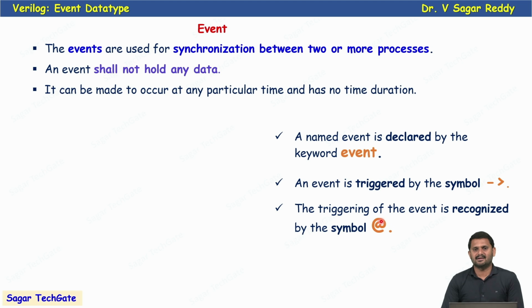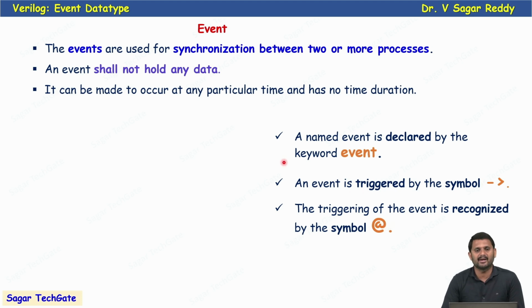The occurrence of the event is recognized by the at the rate symbol (@), so we wait for that event to occur. Here there are three steps: one is declaring an event, one is triggering an event by using the minus greater than symbol, and the last is recognizing the occurrence of that event by using the at the rate symbol.